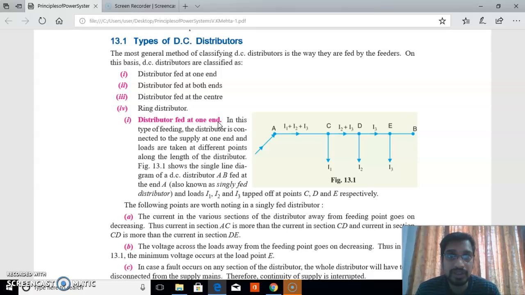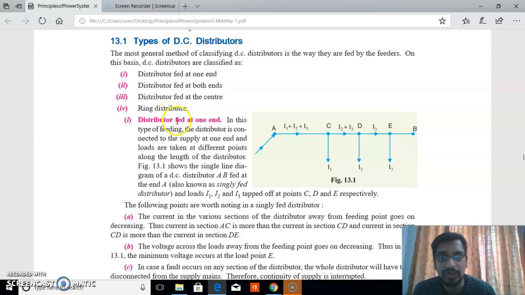Then coming to the types of DC distributor. Based on the energization of a distributor, we can classify the distributor into four: distributor fed at one end, distributor fed at both ends, distributor fed at center, and ring distributor. So this classification is based on the energization of the distributor.